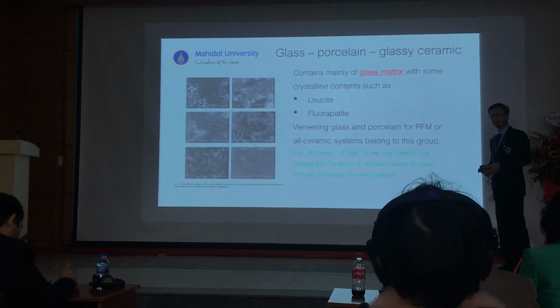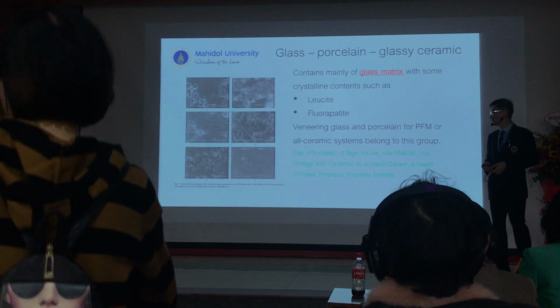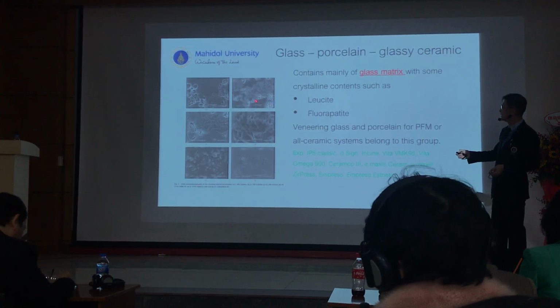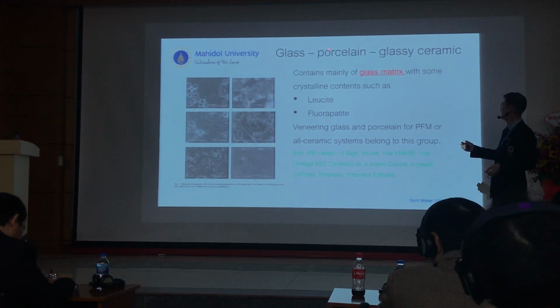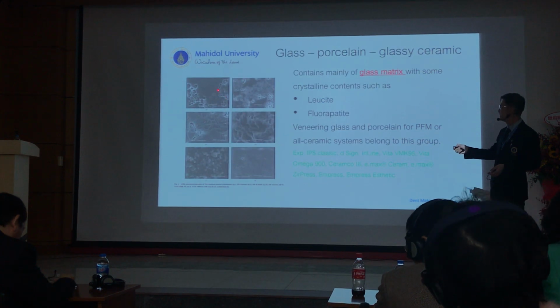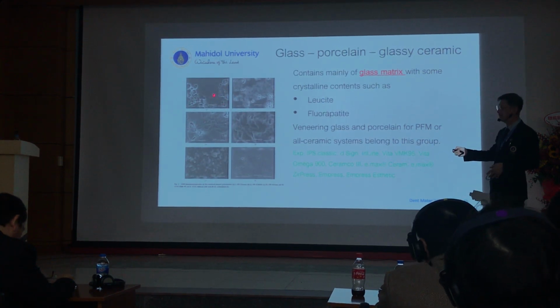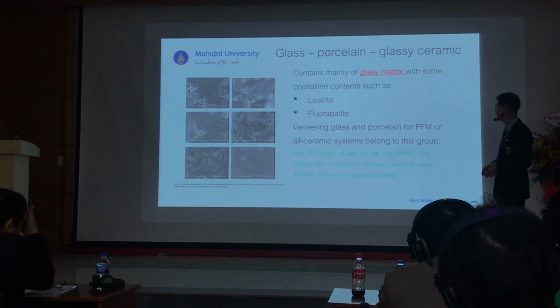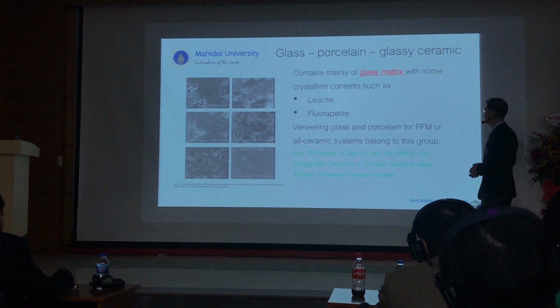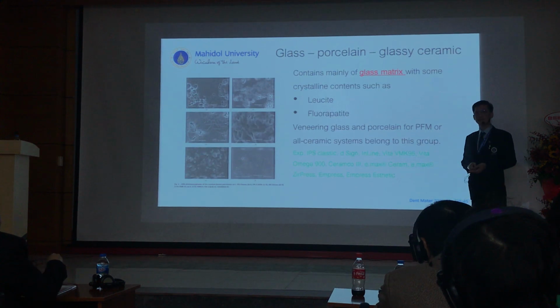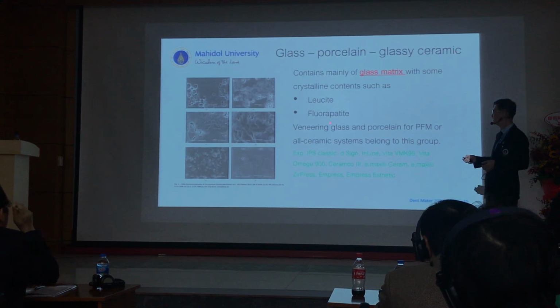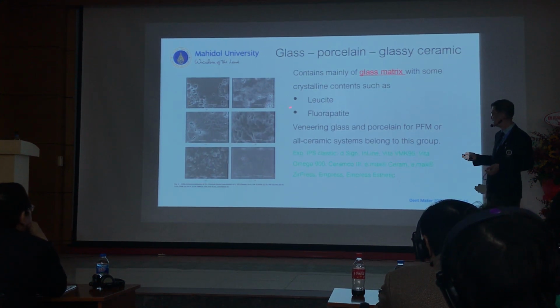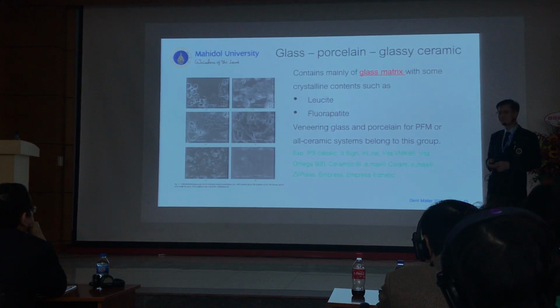If you look at the structure of the glass, you're going to see a little bit of crystal here. In this group, glass or porcelain, you're going to see a little crystal, and the main composition is the glass, so you don't see dots over there. Most of the crystals that we use in the porcelain or veneer are leucite and fluorapatite, like in this group.